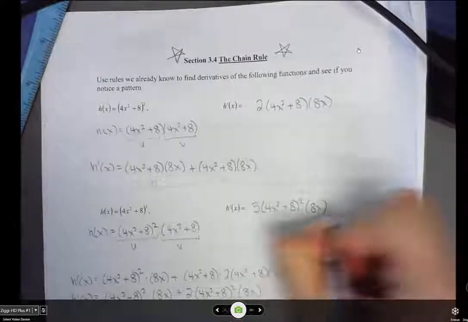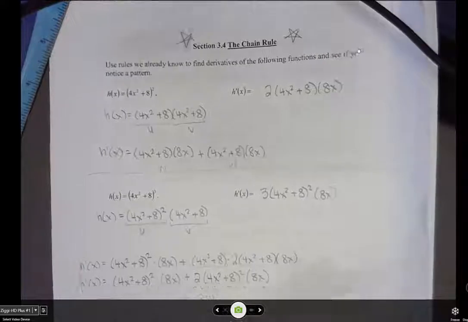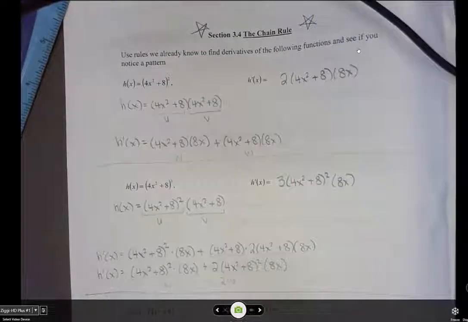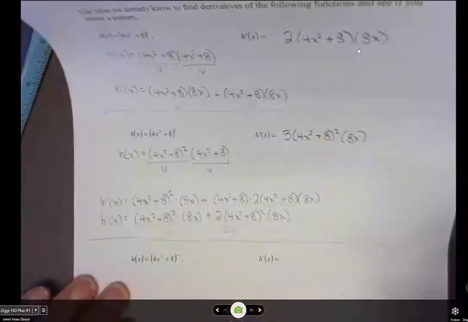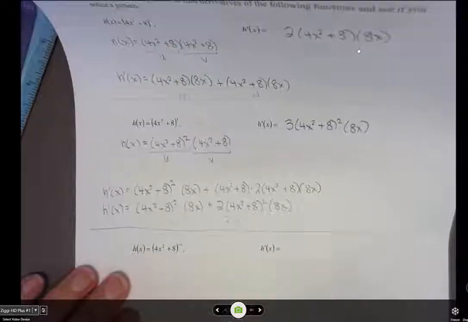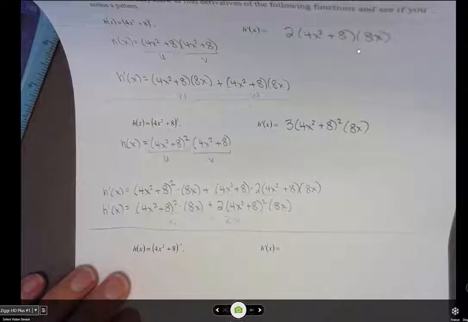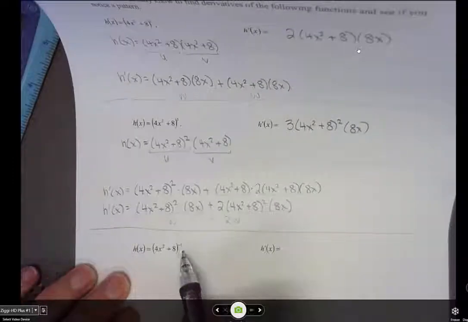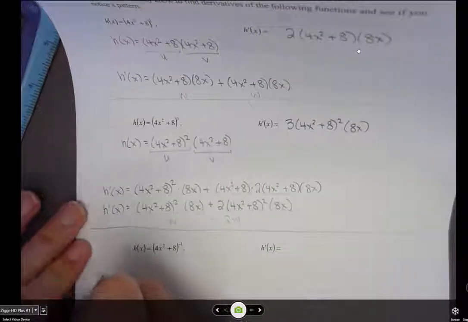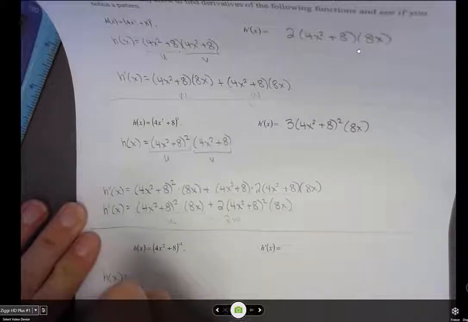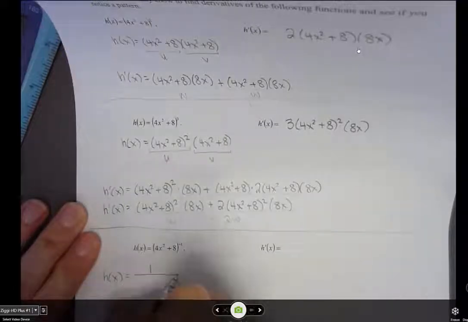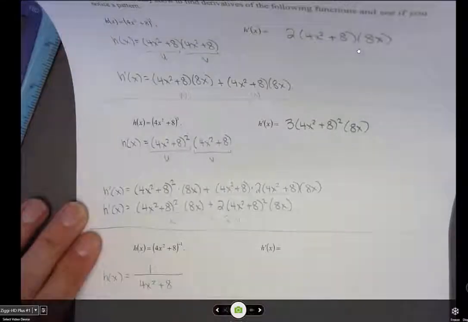Okay, one more. So this has us do to the -1 power. Okay, well, I can't write out the parentheses twice. -1 means it's in the denominator. Right? So it would be 1 over 4x squared plus 8, just to the first power if I put it in the denominator.